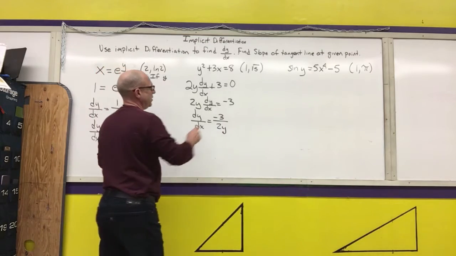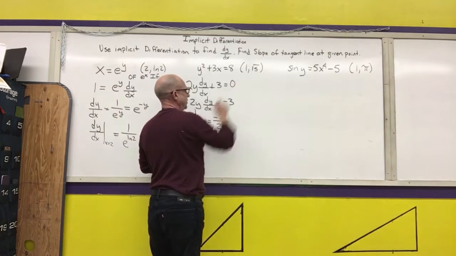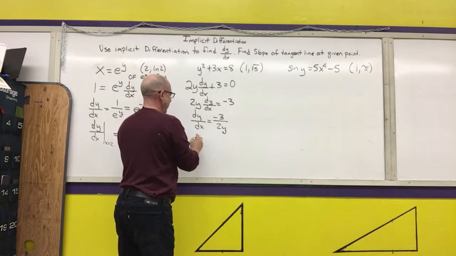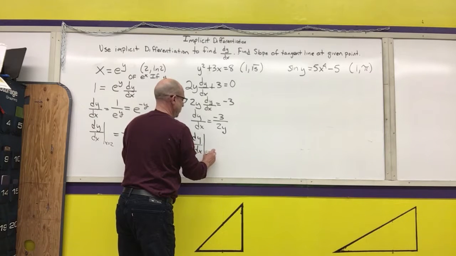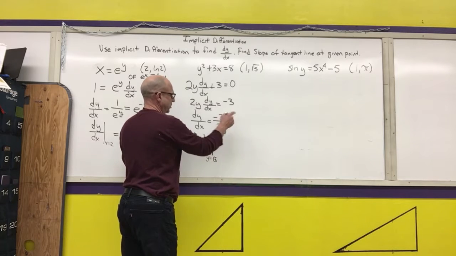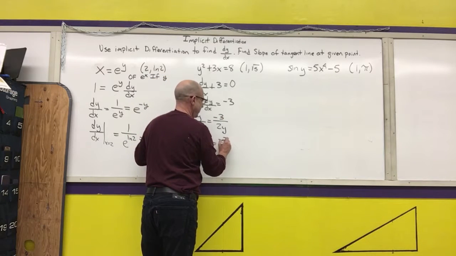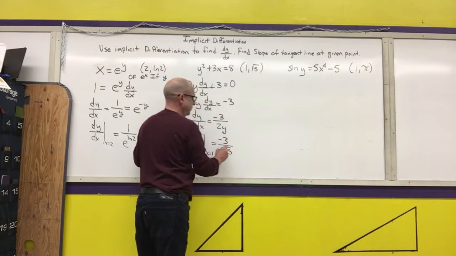I want to evaluate this when x is 1 and y is the square root of 5. So I get dy dx evaluated when x is equal to 1, y is equal to the square root of 5. Notice that there's no x there, so I get negative 3 over 2 square root of 5.